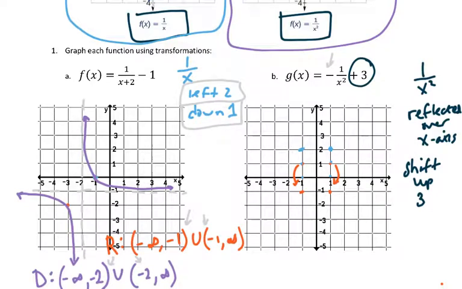Our asymptote would stay the same with the reflection, but then it would shift up 3. So our original horizontal asymptote was the x-axis. So the new horizontal asymptote will be at positive 3. Since there were no horizontal shifts, our vertical asymptote would stay the same. And so the new graph, which I will graph in purple, would look like this.